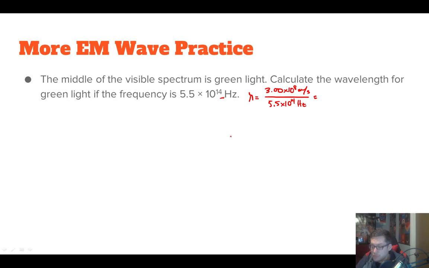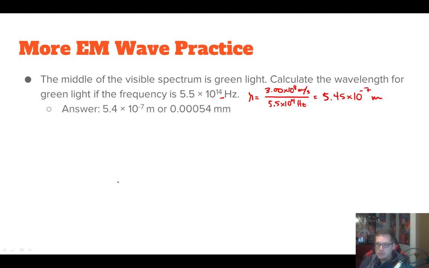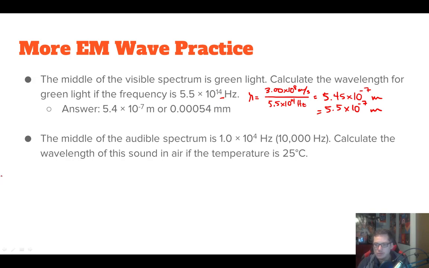And you get 5.45 times 10 to the minus 7th, and we're in meters for our wavelength. Is that what I got earlier? It is. Oh, but we only want 2 sig figs. So really, I got 5.5 times 10 to the minus 7th meters. I wonder why I got a different number this time than I did earlier. Oh well. All right. The middle of the audible spectrum is 1.0 times 10 to the 4th hertz, or 10,000 hertz.